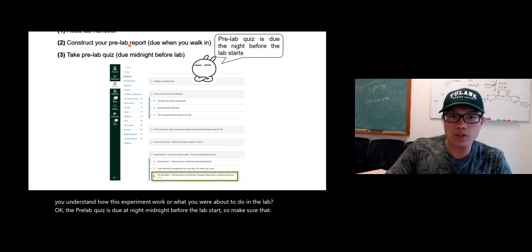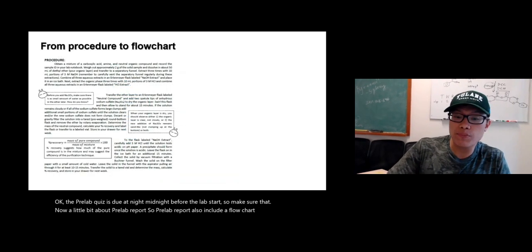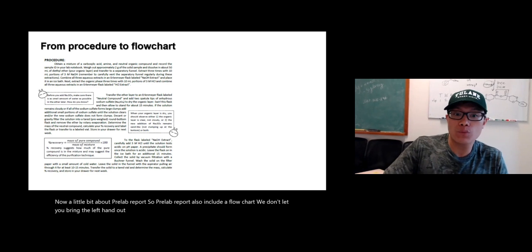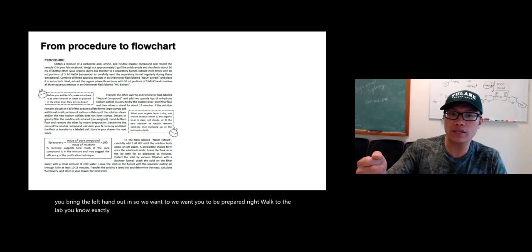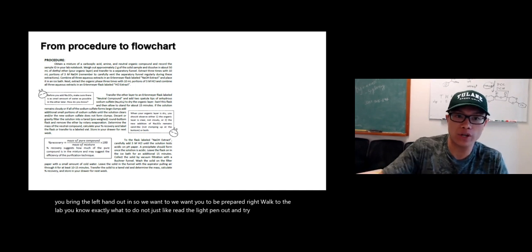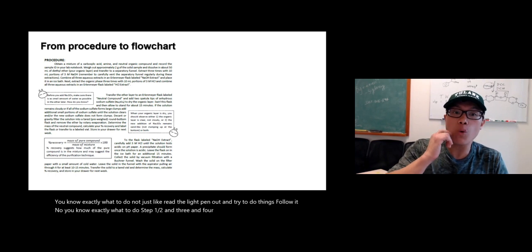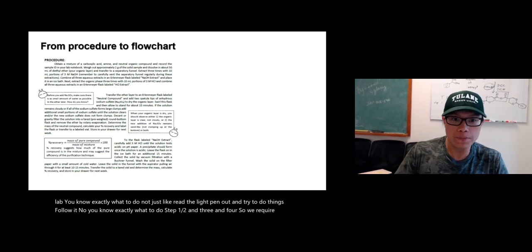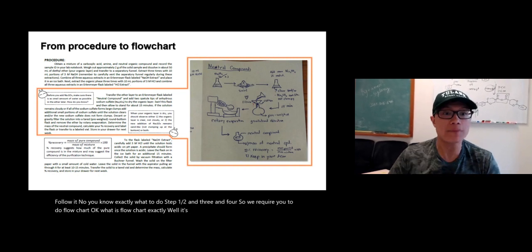Now, a little bit about the pre-lab report. The pre-lab report also includes a flowchart. We don't let you bring the lab handout in, so we want you to be prepared. When you walk into the lab, you know exactly what to do, not just read the lab handout and try to follow it. You know exactly what to do, step 1, 2, 3, and 4. So we require you to do a flowchart. What is a flowchart exactly? Well, it's the picture version of the lab handout.